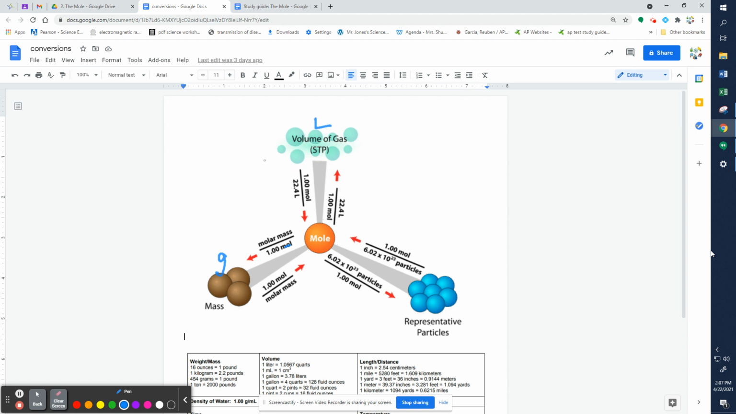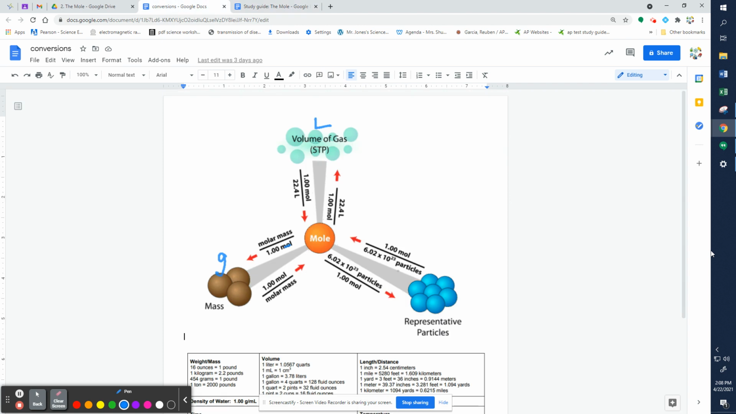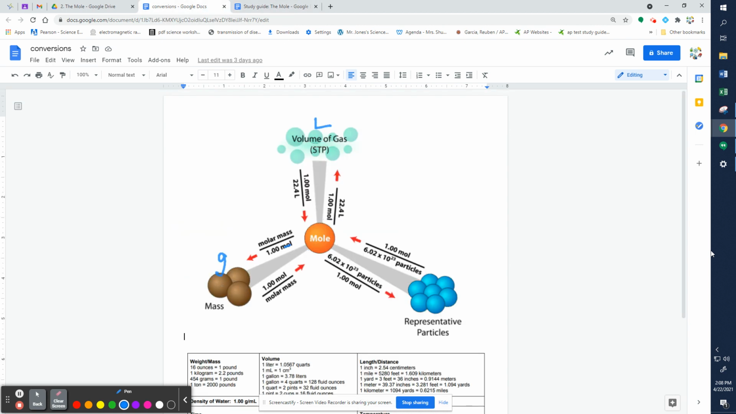Look at my chart in order to figure out where we're going from and where we're going to. So we're going from grams to liters. Grams is right here, liters is up here. So I need to multiply by 1 mole over the molar mass, and then I'm going to multiply by 22.4 over 1 mole.